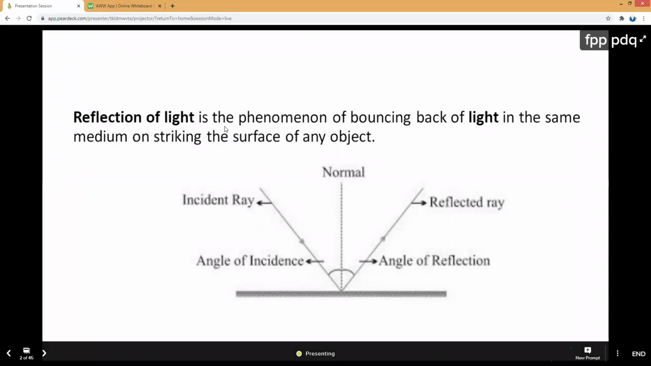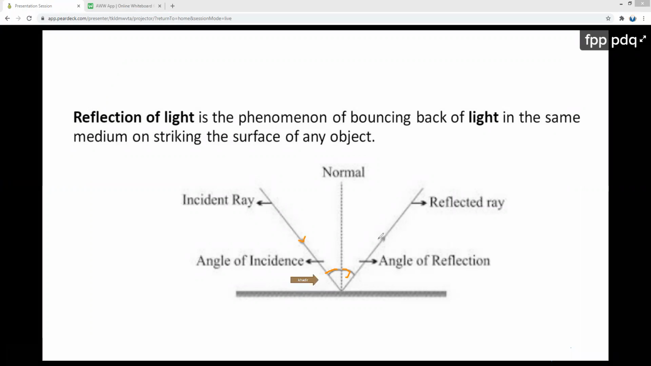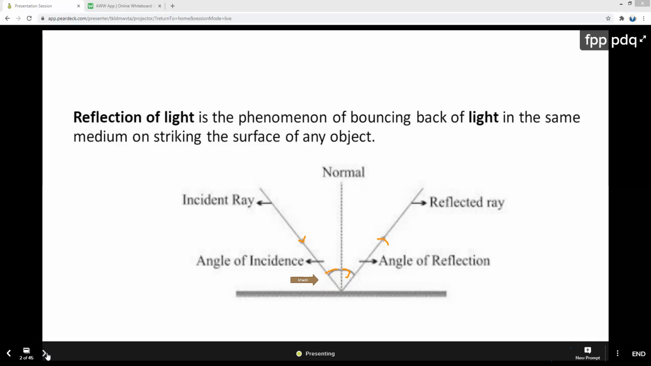So, reflection of light is the phenomenon of bouncing back of light in the same medium on striking the surface of any object. As you can see in the figure here, the bouncing back of light happens in one medium, unlike refraction. Reflection takes place only in one medium. And over here, you should be noticing that the angle through which they bounce back is also the same. If we consider this as the incident ray, you have to check the arrows. So this is the idea of reflection. It's not our topic right now, but we'll just have a small idea about it.